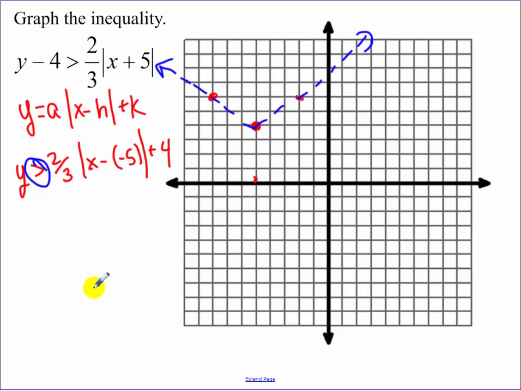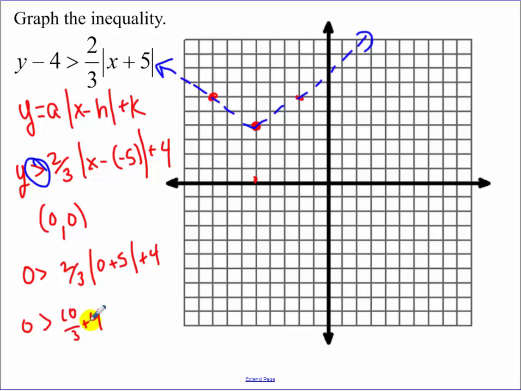So now that we know and realize that we're dashed, I now need to figure out how I'm going to shade. It says y is greater than. If I were to plug in 0, 0, which would hopefully not make this inequality true: 2/3 times the absolute value of 0 plus 5, plus 4. Is 0 greater than that? Doesn't even really matter what this number is going to be. 0 is definitely not greater than a positive number, so this is not true. Or you can remember, I'm greater than, I'm shading above. So 0, 0 wasn't a solution, but everything that is in our shaded area is a possible solution.